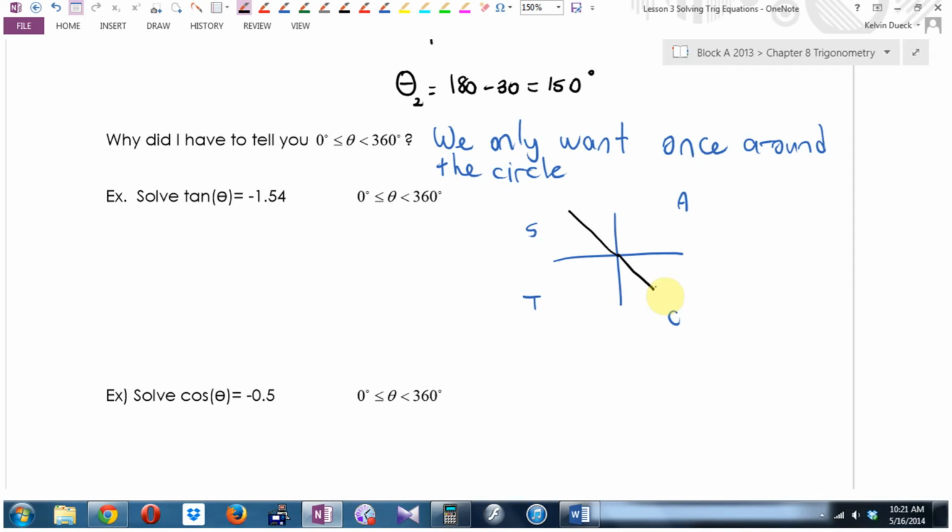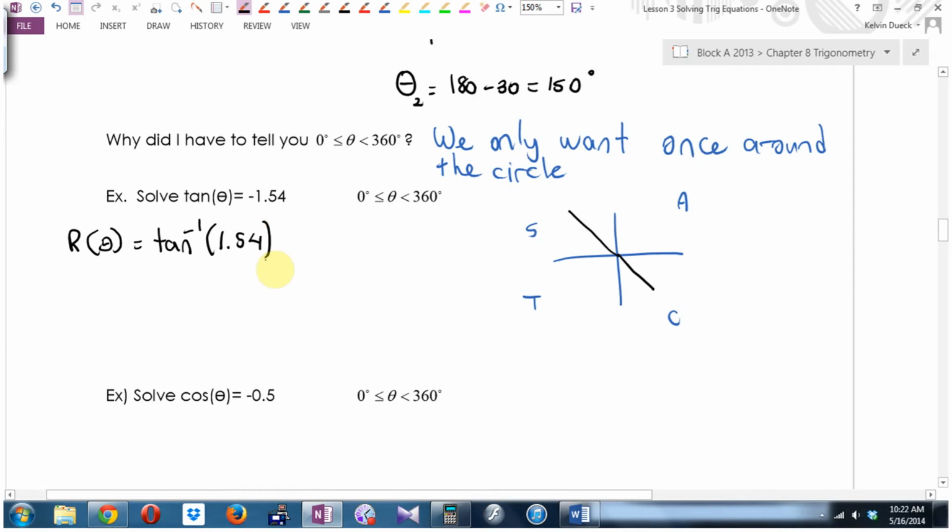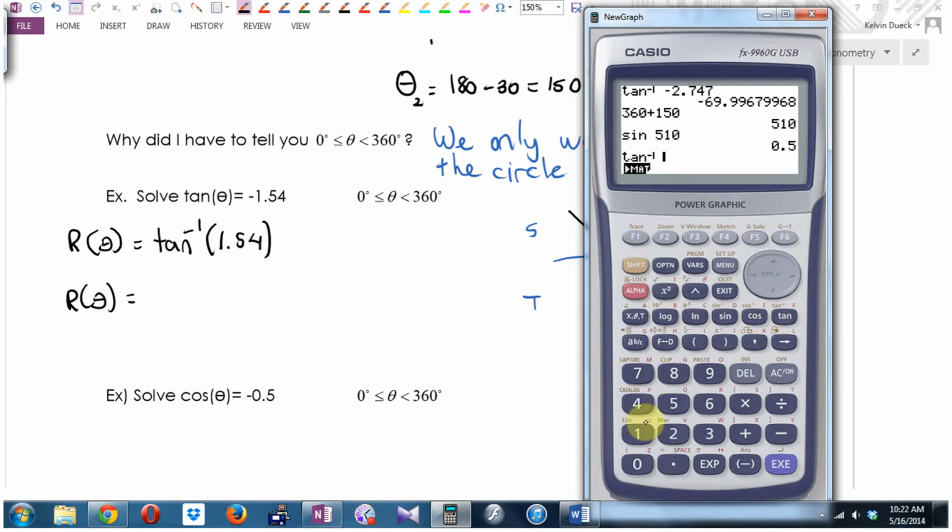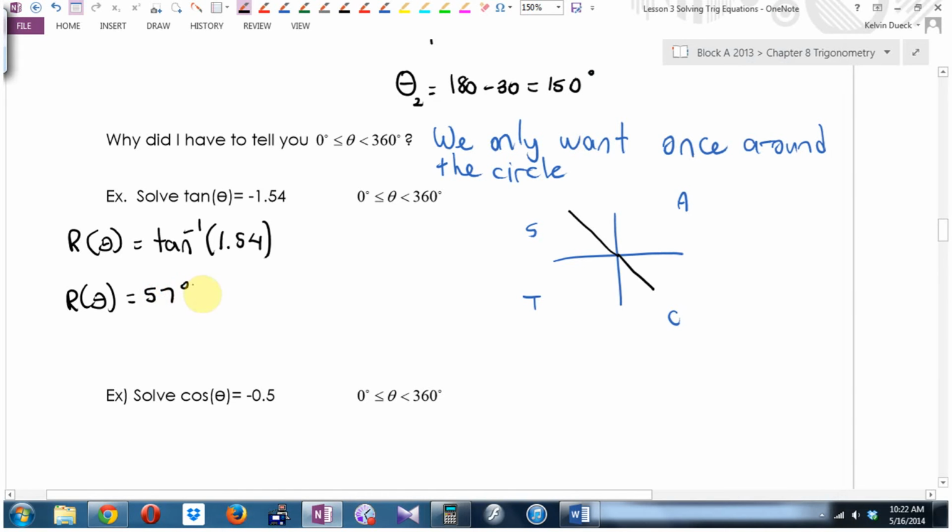What is step 2? Find the reference angle. Now, using the shift button, and then I put something in bold font. What did I say? We always enter the positive value of the ratio in our calculator. So to find the reference angle, I'm going to go shift tan, not of negative 1.54. I used the negative to figure out where I am on my circle. I'm going to go shift tan of positive 1.54. 57 degrees. That's the reference angle.